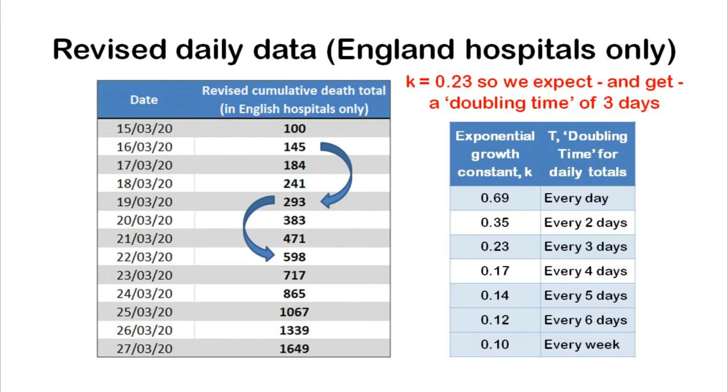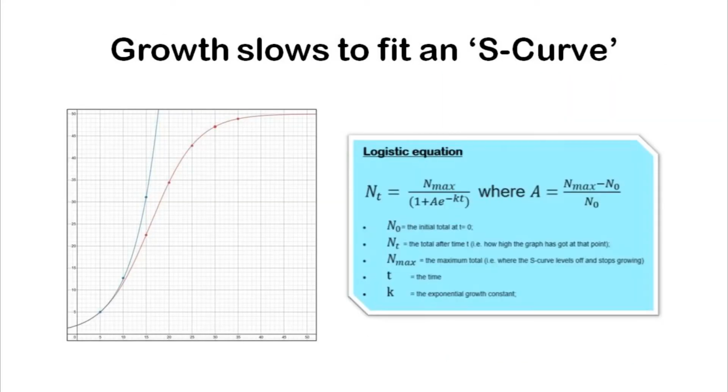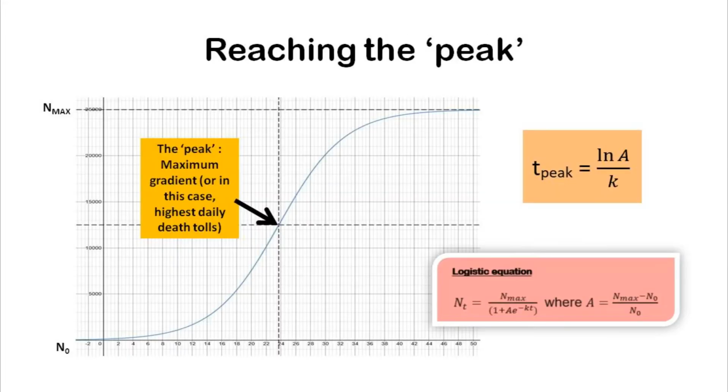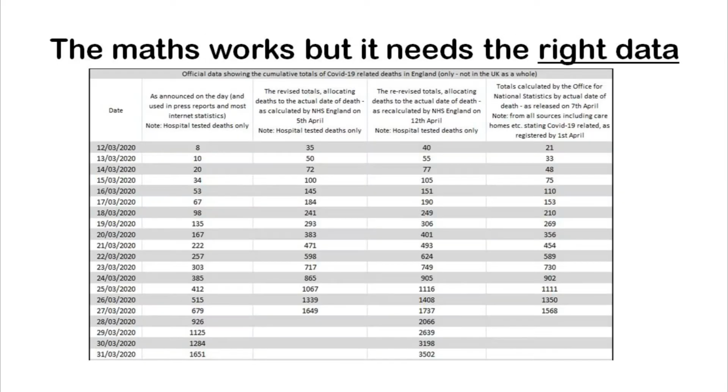The maths was then extended in a later video to show that in fact we need to look at an S-curve rather than just an exponential growth, where the growth starts to level off and we reach a point that everyone's looking for, the peak, the maximum daily death toll, when the graph will start to level off again. Can we find that, even though the data we've got is a little dubious?